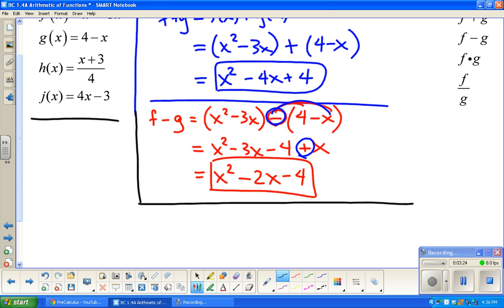Now, there's nothing really sacred about f and g. For instance, if I wanted to do g times h, then I can just do g times h. Let me rewrite that because it's kind of hard to see.